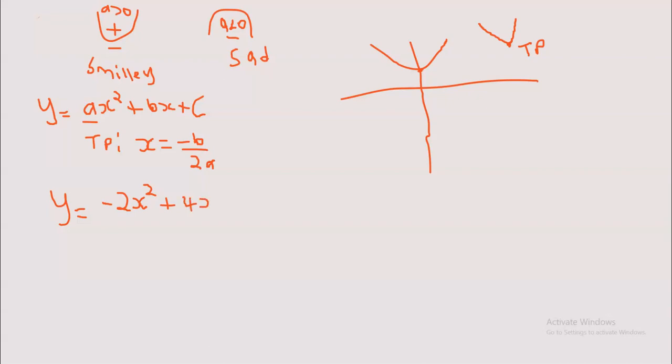And then let's just have C as 5, for example. So that would be a typical parabola of this format. If they ask us to find the turning point of this parabola, we know that the first thing is to use the formula. So it will be x is equal to negative b over 2a.